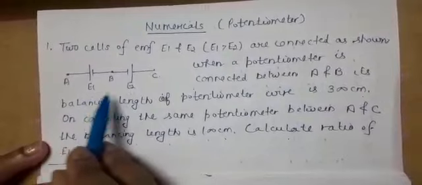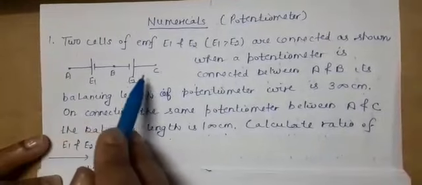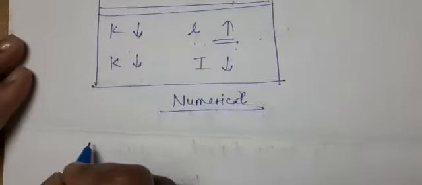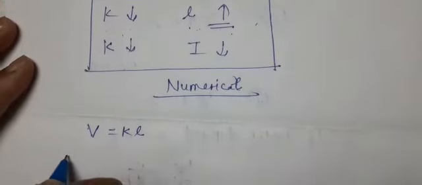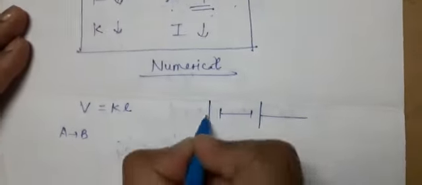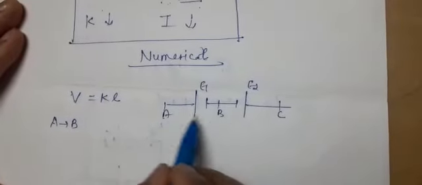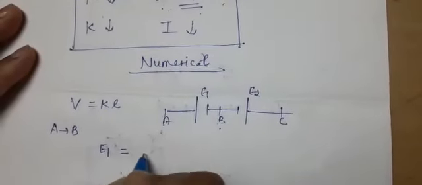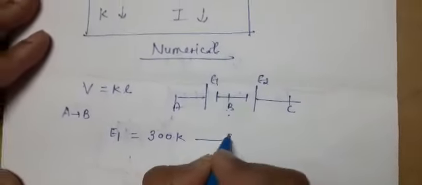Basically here two cells are connected in this manner. Once the potentiometer is connected between A and B, and a second time when it is connected between A and C, in both cases balancing lengths have been given. So as we know, potential difference is equal to K into L. Now we have connections like this, two cells E1, E2, this is A, this is B, and this is C. So when the potentiometer is connected between A and B, EMF E1 will be equal to, as the corresponding balancing length is 300, 300 into K.